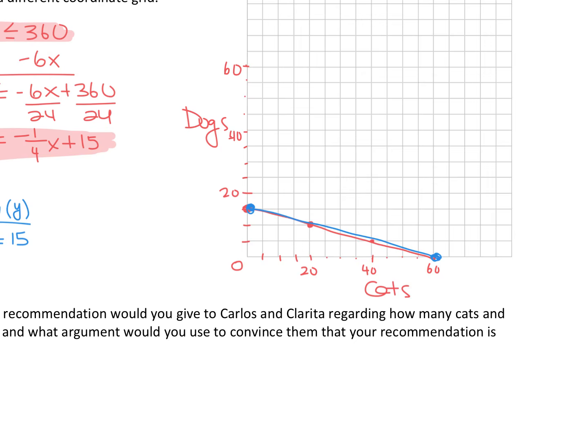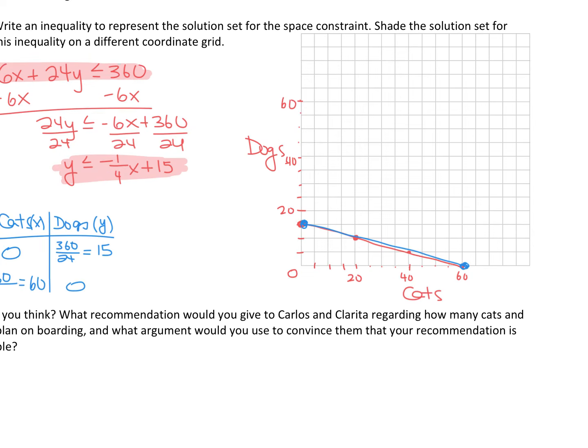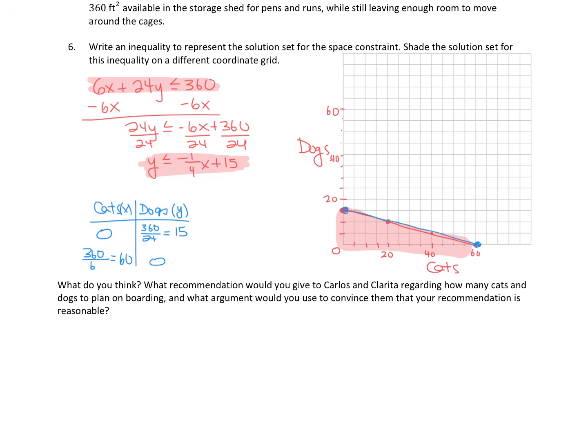The last thing to do is shading. So I'm going to shade where I have all my solutions. Looks like it's less than, so we're going to shade under here. Okay. What do you think? What recommendation would you give to Carlos and Clarita regarding how many cats and dogs to plan on boarding? So this would be my final recommendation.